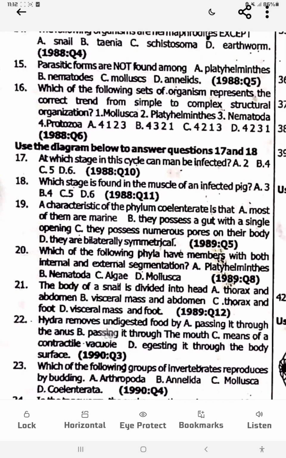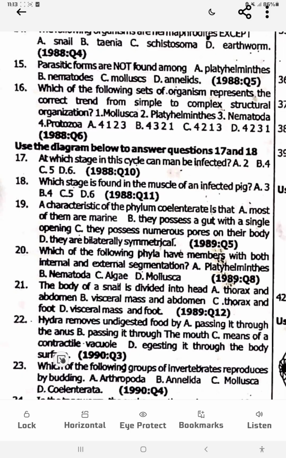Metameres is spelled M-E-T-A-M-E-R-E-S. Like you will see one part now, the same thing there for the next part. Now the same thing there for the next part. You understand? Metameres. So annelids are metamerically segmented.